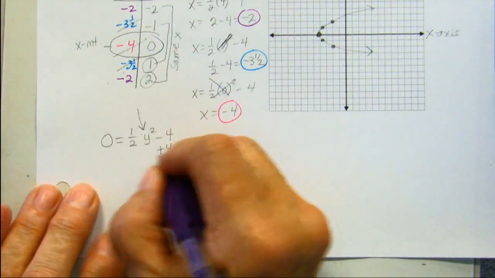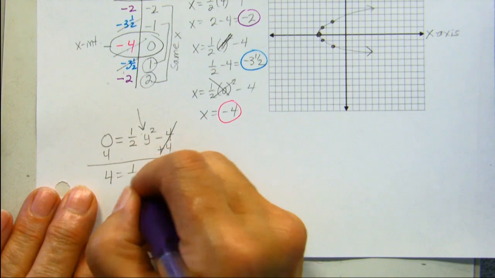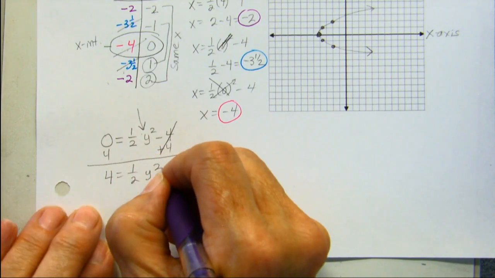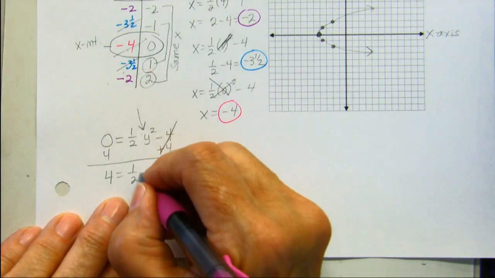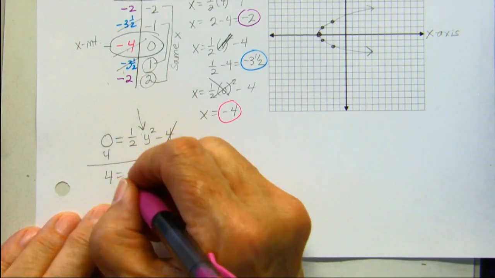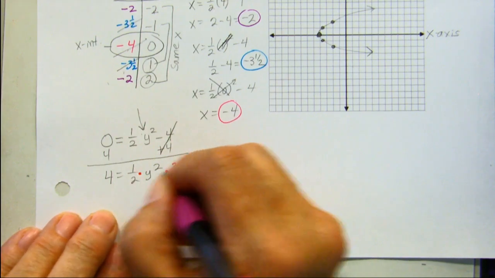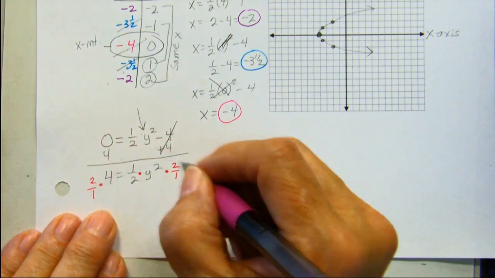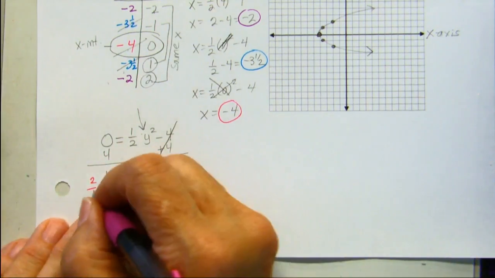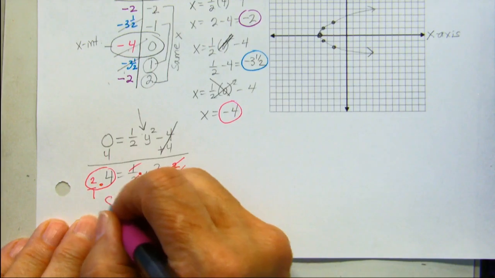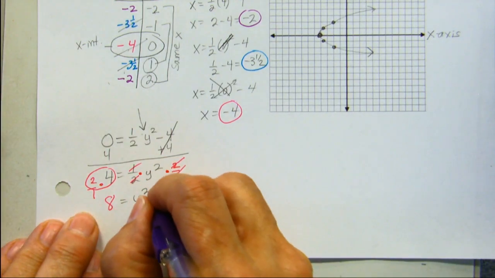I'm going to add 4 to both sides. 4 equals 1/2 y squared. Okay, now remember we talked about this on Monday. This is 1/2 times y squared. I've got to multiply by the reciprocal, 2 over 1, so that my 2's and 1's will cross reduce, and 2 times 4 gives me 8 equals y squared.